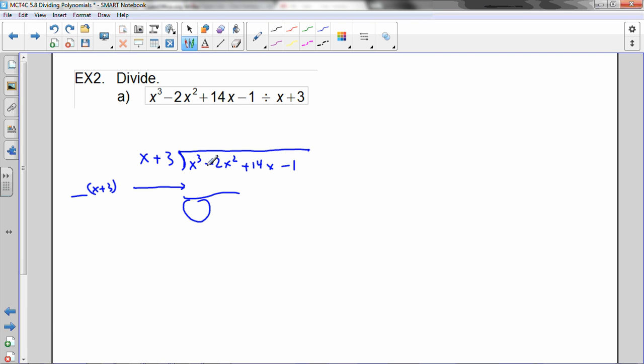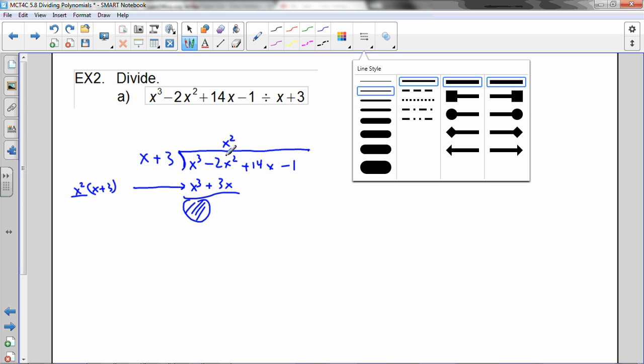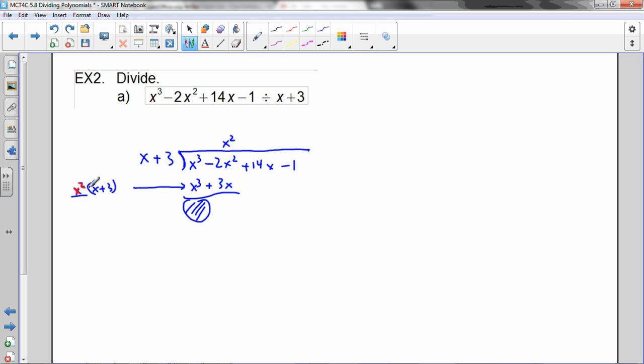So what is it? I want to think ahead and multiply this by something so that this ends up being x cubed. So when I then subtract, this will be gone. That's the plan. Well, what would I need to multiply by so that happens? X squared. X squared times x is x cubed. X squared times 3, I've got to do that one still. And then I subtract. Now I should have this in a different color so it all looks clear: the blue is the work and the red is the explanation.